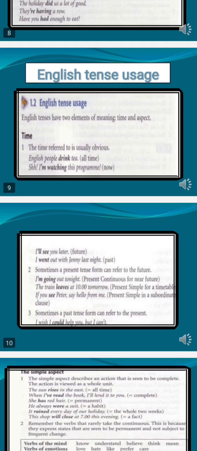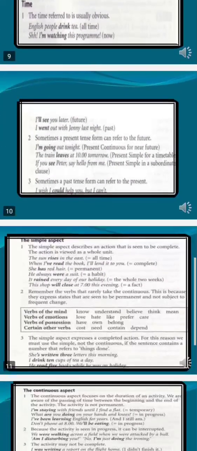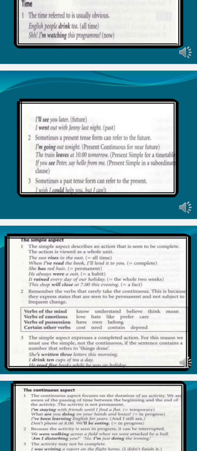The second sentence is "I'll see you later." Future. "I went out with Jenny last night." Past. Number 2, sometimes a present tense form can refer to the future. For example, "I'm going out tonight."